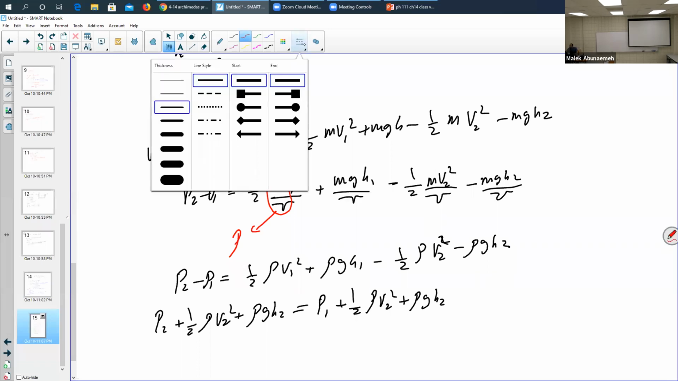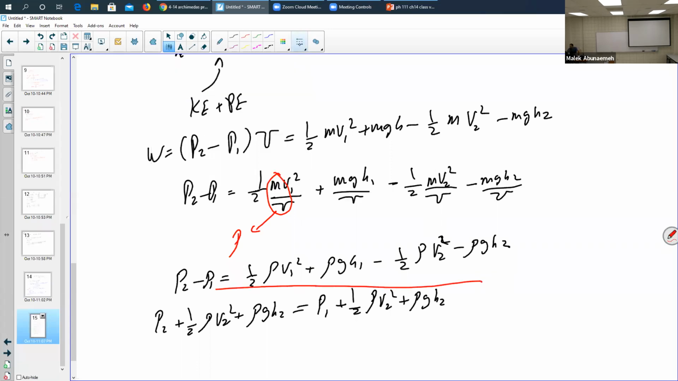And that's, ladies and gentlemen, what we call Bernoulli's equation.